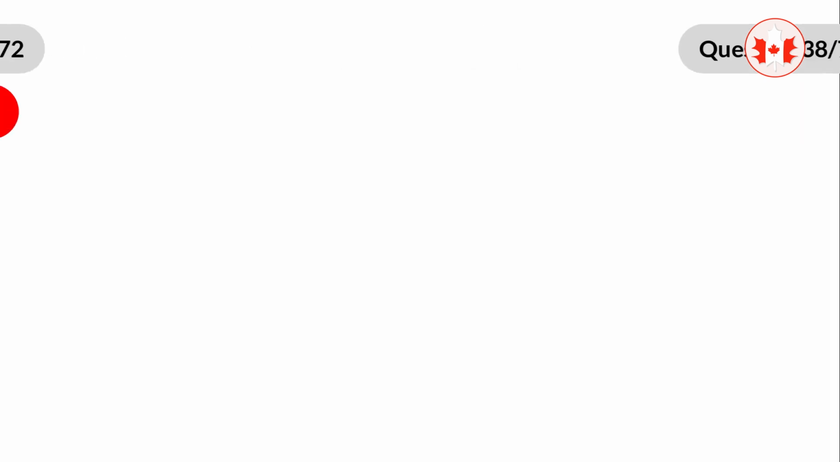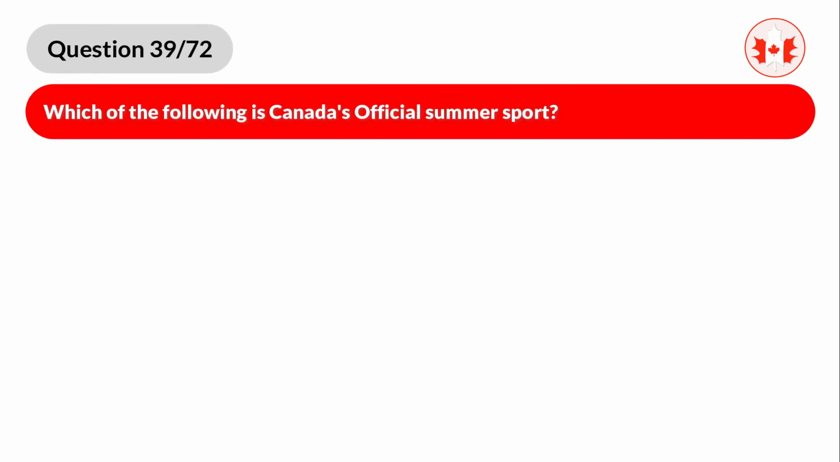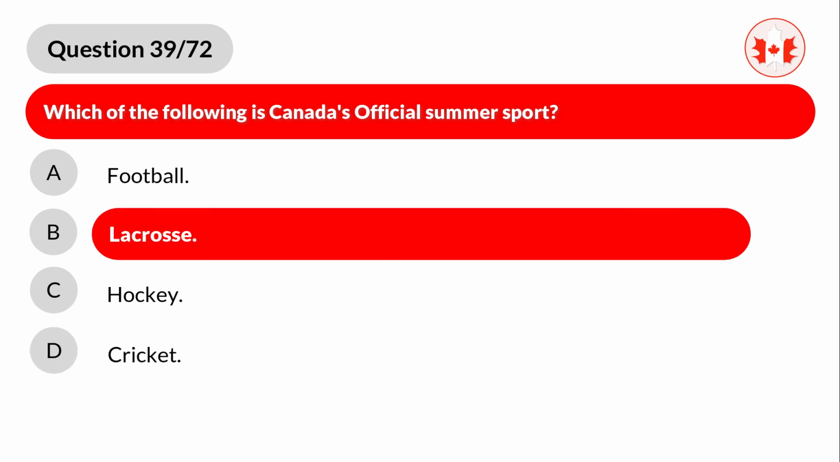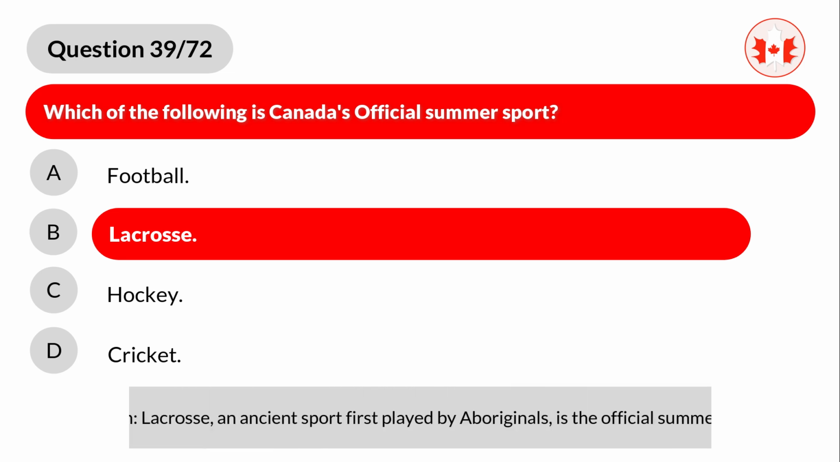Question 39. Which of the following is Canada's official summer sport? A. Football. B. Lacrosse. C. Hockey. D. Cricket. The correct answer is B. Lacrosse. Explanation: lacrosse, an ancient sport first played by Aboriginals, is the official summer sport.